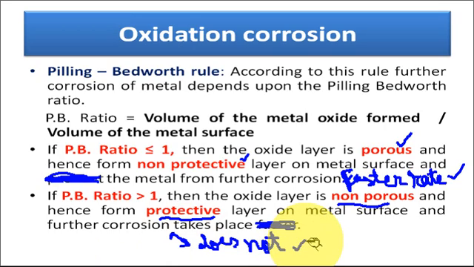So it must be clear to all of you, if PB ratio is less than 1, corrosion takes place at a faster rate. If PB ratio is greater than 1, corrosion further does not take place. So I hope it is clear to all of you.